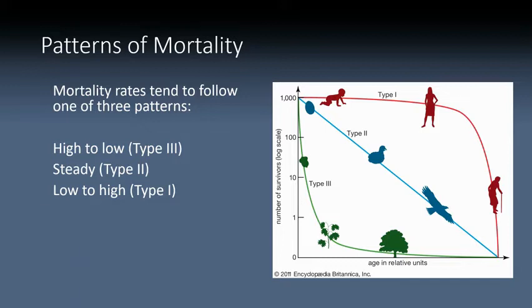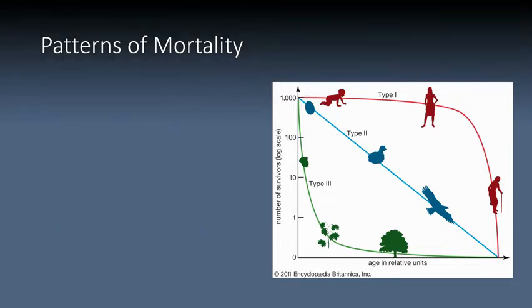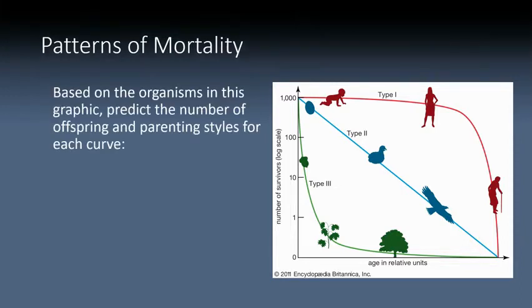Where organisms fall on these patterns of mortality, like which curve they fall on as a survivorship curve, depends on the number of offspring they produce and parenting behavior. You can see silhouettes of different organisms on this graphic. So it's possible to predict the number of offspring and parenting styles for each curve.